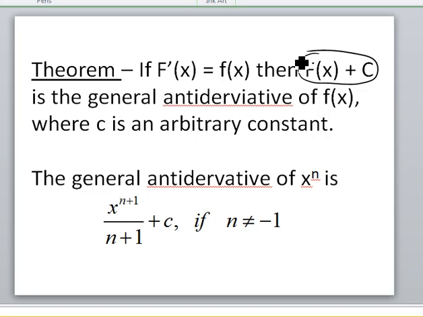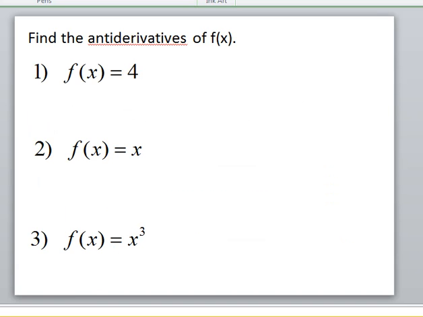The general antiderivative of x to the n is you take the exponent and raise it by 1 and you put it over that same power. So say this was x to the third. Well, what this is saying to do is x to the third plus 1 over 3 plus 1. So in other words, it's x to the fourth over 4. Now, we'll go into that in more detail as we start to work through these antiderivatives.